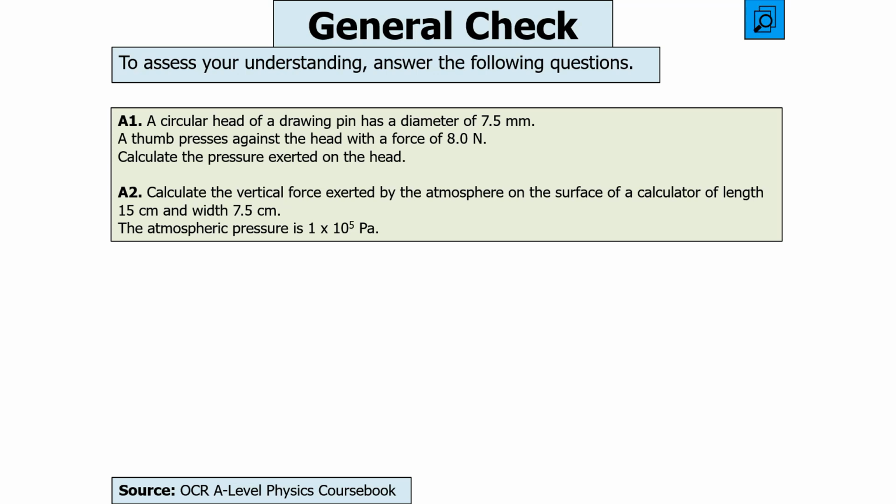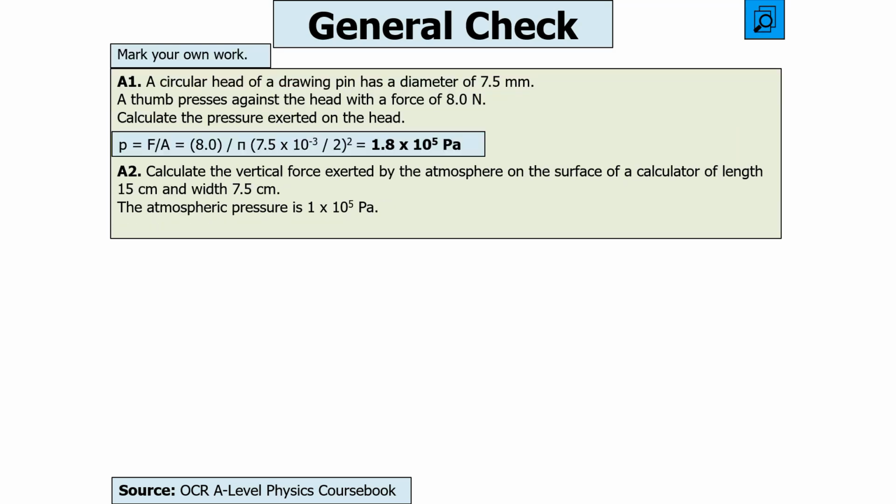The next question says, a circular head of a drawing pin has a diameter of 7.5 millimeters. A thumb presses against the head with a force of 8.0 newtons. Calculate the pressure exerted on the head, and then calculate the vertical force exerted by the atmosphere on the surface of a calculator of length 15 centimeters and width 7.5 centimeters. The atmospheric pressure is 1 times 10 to the 5 pascals. So pause the video now, then unpause the video when you want to go through your answer.